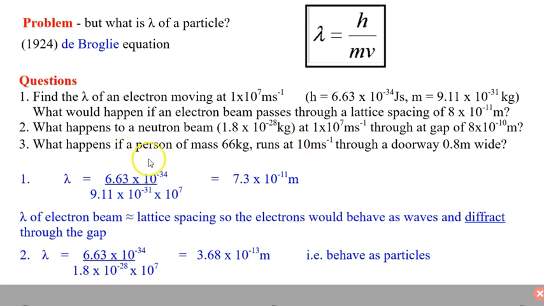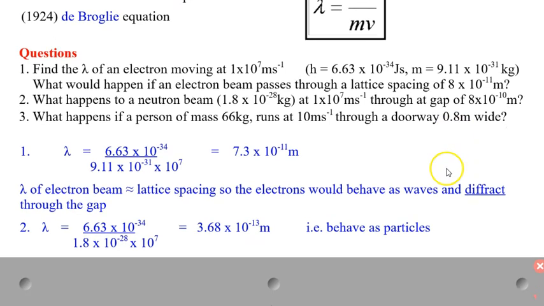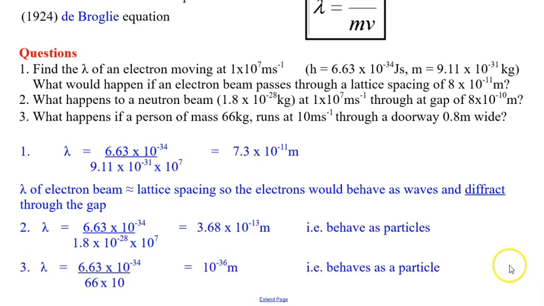So for example, if we have a person with this mass and this speed here running at a doorway or running through a doorway, a gap of 0.8 meters wide, we can ask the question, do they behave as a wave or a particle? So the first thing we need to do is to calculate the de Broglie wavelength. And not surprisingly, because we have a fairly large mass and velocity, and Planck constant is very, very small, then we get this tiny, tiny wavelength, 10^-36.